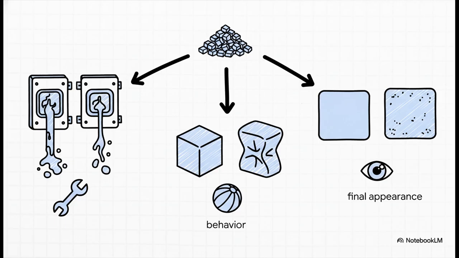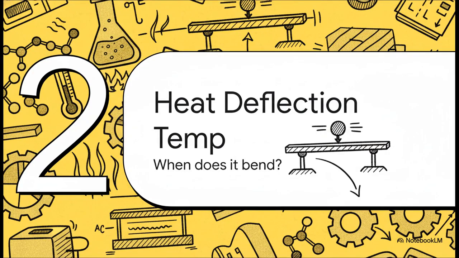I mean, even tiny variations in a batch of material can totally mess with how it flows into a mold, how it holds its shape over its lifetime, or even its final color and finish. These tests are your toolkit. They're for quality control and for making sure that the plastic you've picked is perfectly suited for its job, whether that's a simple toy or a critical part in a car engine.